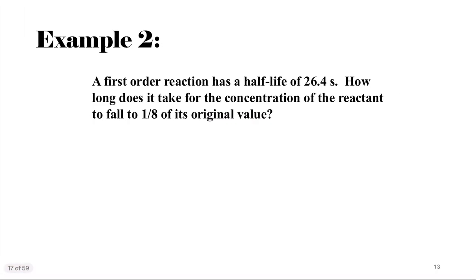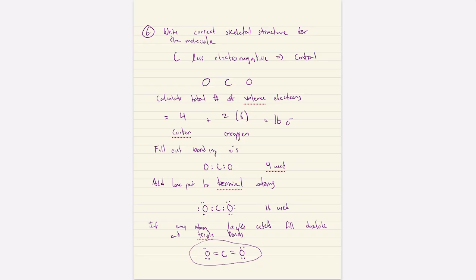All right, so here we have a first order reaction that has a half-life of 26.4 seconds. How long does it take for the concentration of the reactant to fall to 1/8 of its original value? All right, so this is more of a conceptual type question. There's a little bit of math involved, but it's a conceptual question, asking us if we really understand what the half-life is, right? So given the half-life for a first order reaction, and you want the concentration to fall to 1/8 its original value.